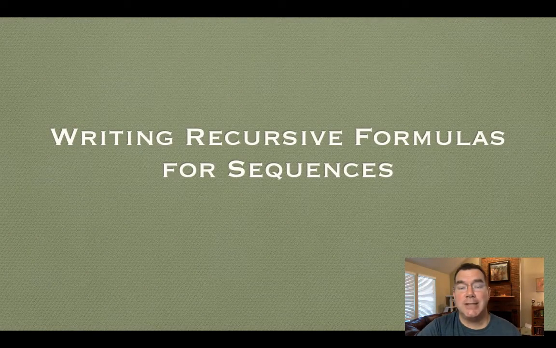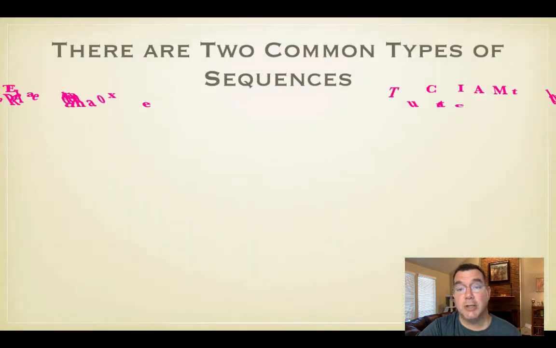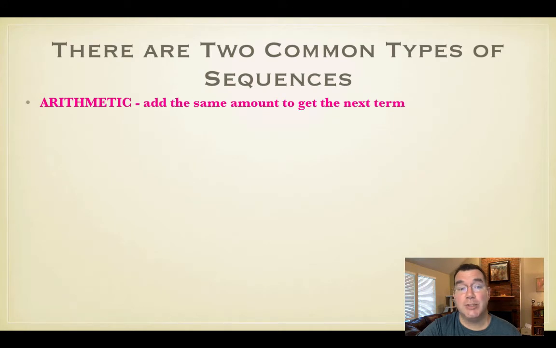Hello again. We are continuing our discussion of sequences by talking about how to write recursive formulas for sequences. So let's get started. There's two common types of sequences that we're going to be talking about. The first is called arithmetic. It looks like the word arithmetic, but because we're using it as an adjective, we pronounce it arithmetic. It's an arithmetic sequence. And what that is, is a sequence that's formed by adding the same amount to each term in order to get the next term.